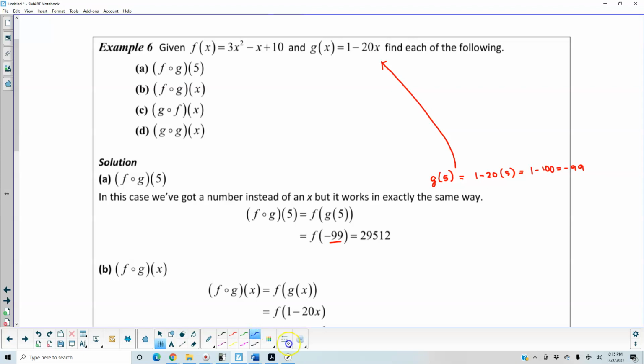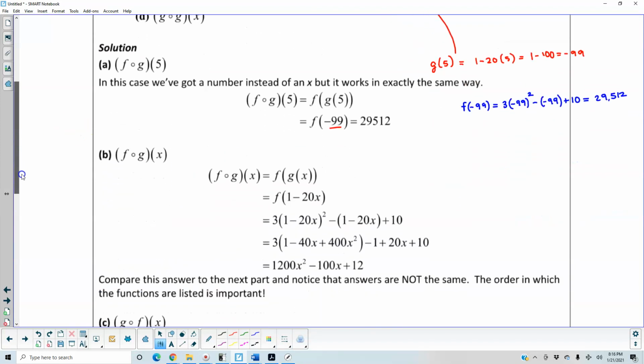And now what we're going to do is plug that negative 99 into the function for f. So now this becomes f of negative 99. And then we plug that into 3 times negative 99 squared minus negative 99 plus 10. And that gives us the result of 29,512.